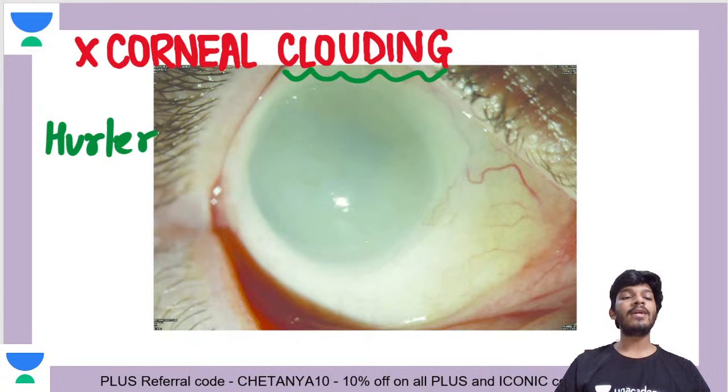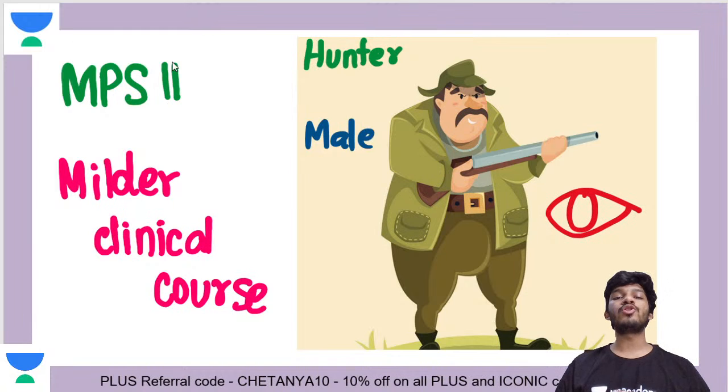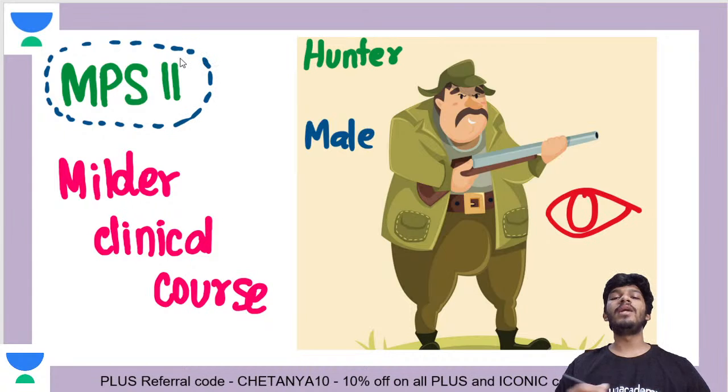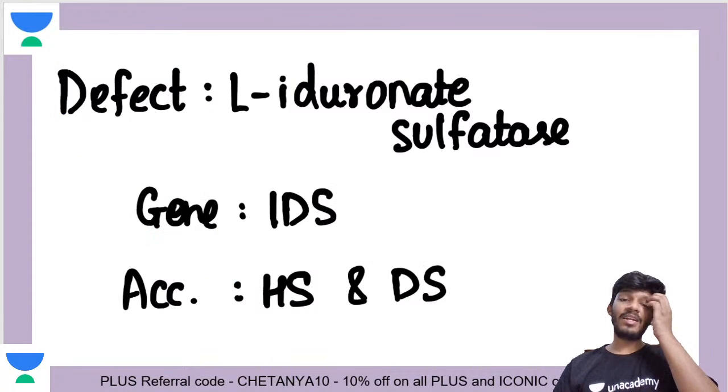So now you can correlate both facts: how is MPS2, that is Hunter disease, different from Hurler disease? You remember it this way: a hunter is strong, so a milder clinical course compared to Hurler disease. Hurler disease is very severe; Hunter disease is not as severe. Hunters are mostly males, so it mostly affects males. X-linked recessive disorders affect males more than females. Third, hunters require good eyesight, so there will not be any corneal clouding. So that's the difference.